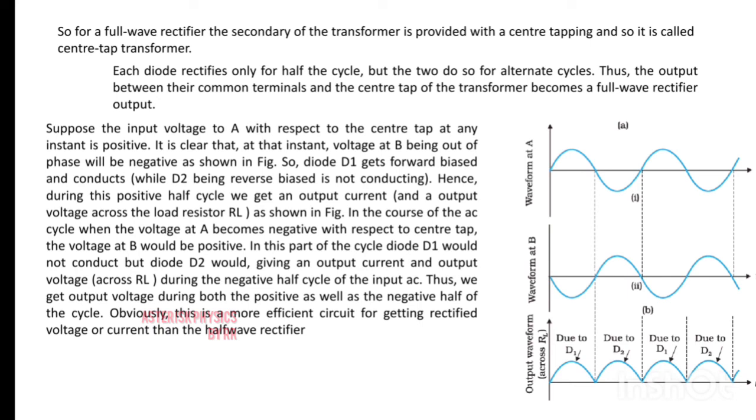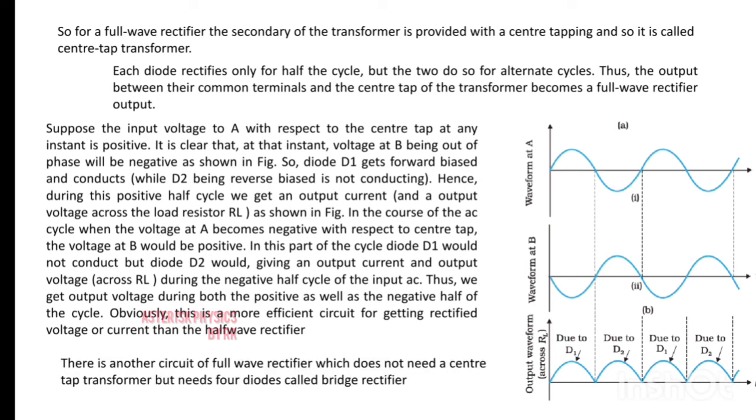So alternately, diodes D1 and D2 conduct and continuously we have an output across load resistance RL. So this is the working of a full wave rectifier. Obviously, full wave rectifier circuits are more efficient compared to half wave rectifier. There is another circuit of full wave rectifier which does not need a center tap transformer but it requires 4 diodes, which is called a bridge rectifier.